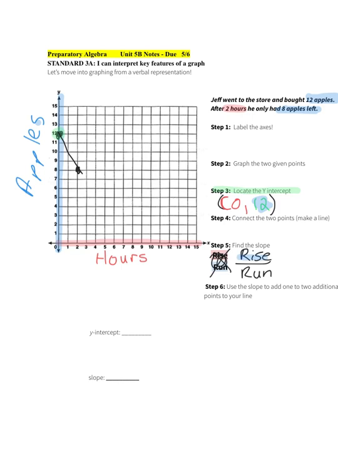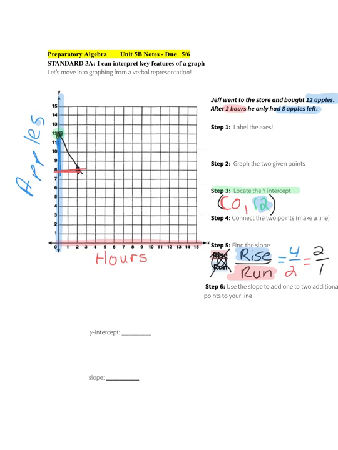My rise is my change up and down along the y-axis, and my run is the change horizontal along the x-axis. So now let's go ahead and find the slope, rise over run. I can see right here, it's down 4. And then over 2. So my slope is 4 over 2, which can be simplified to 2 over 1.